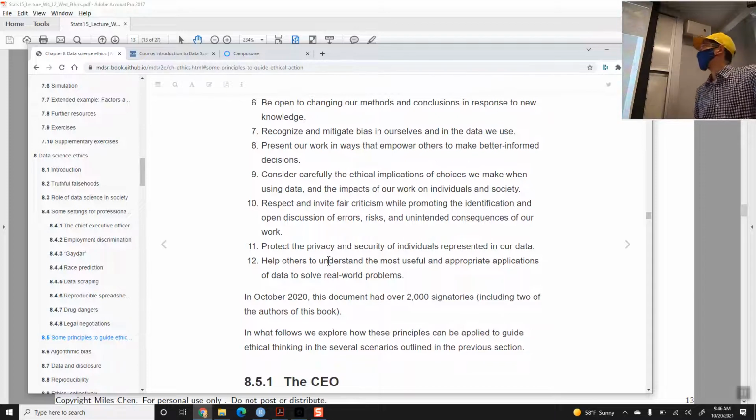Number 9, carefully consider the ethical implications of choices we make when using data and the impacts of our work on individuals and society. 10, respect and invite fair criticism while promoting the identification and open discussion of errors, risks, and unintended consequences of our work. 11, protect the privacy and security of individuals represented in our data. And 12, help others to understand the most useful and appropriate applications of data and solve real-world problems.